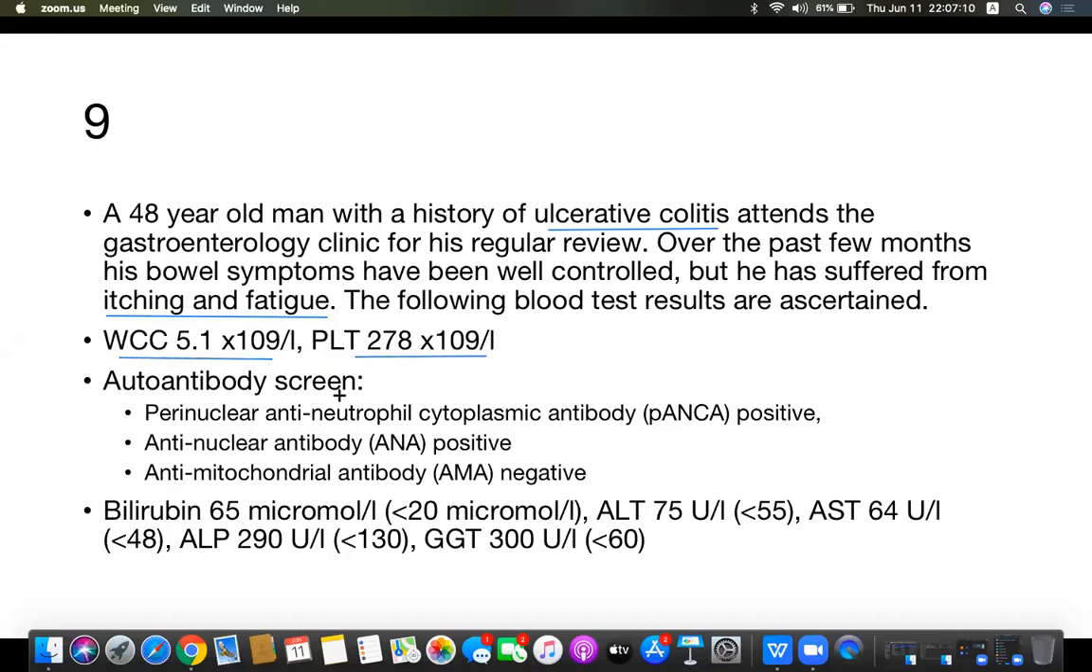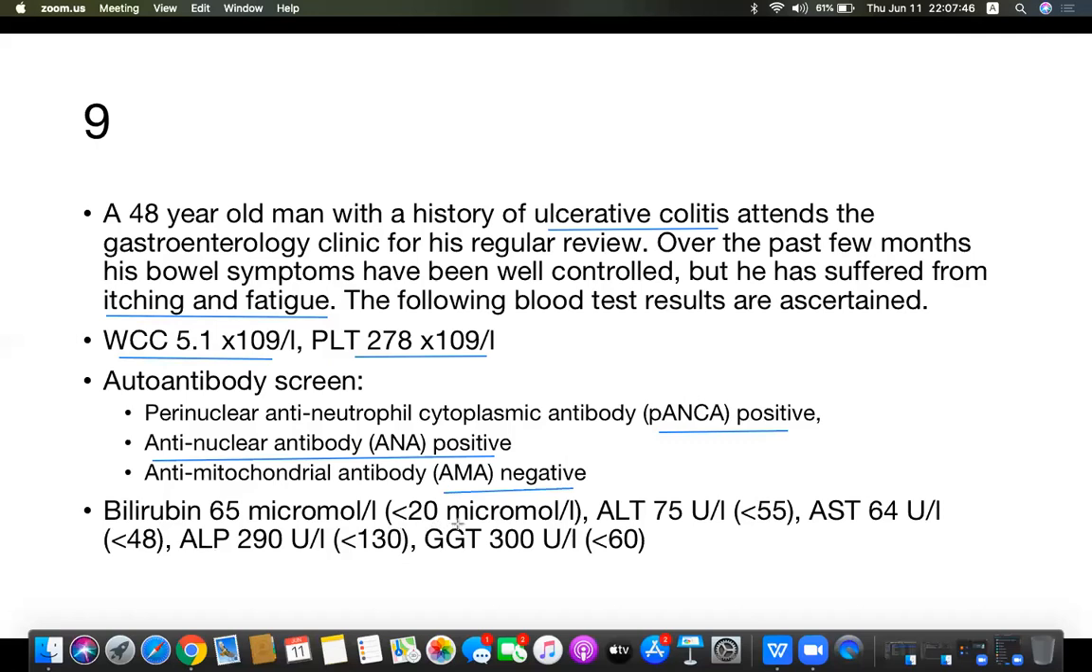The white cell count is normal, platelet count also normal. Now, autoantibody screen: PNK positive, perinuclear antineutrophil cytoplasmic antibody is positive, antinuclear antibody is also positive, but antimitochondrial antibody is negative. In primary biliary cirrhosis, antimitochondrial antibody would be positive. So if this is negative, you can easily rule out the last option, primary biliary cirrhosis. Now let's go to the other investigations.